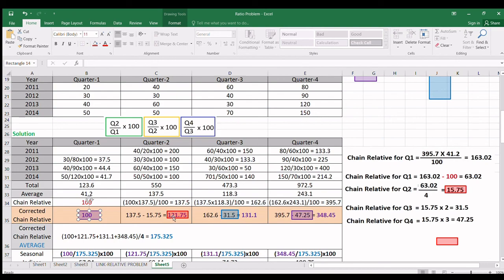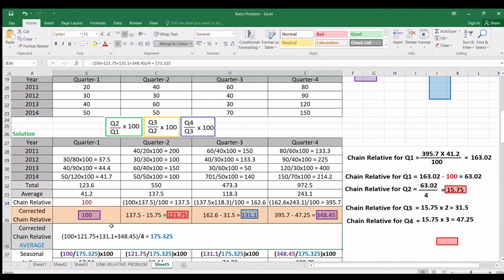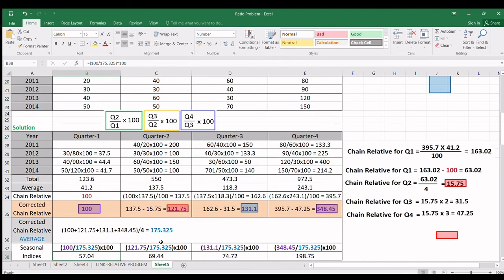First 100, I got the 100. Then 121.75. Next value 131.1, I got 131.1. Next 348.45. All these corrected chain relative values, add and divide by 4, and you will get the average, which is 175.325. This is my average, 175.325.